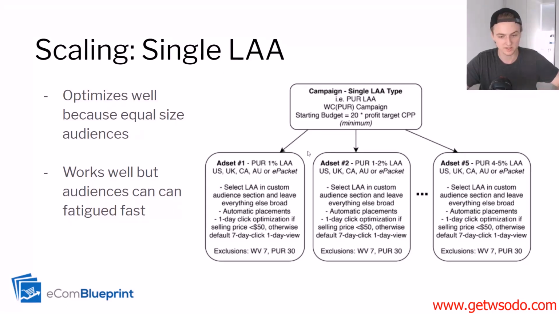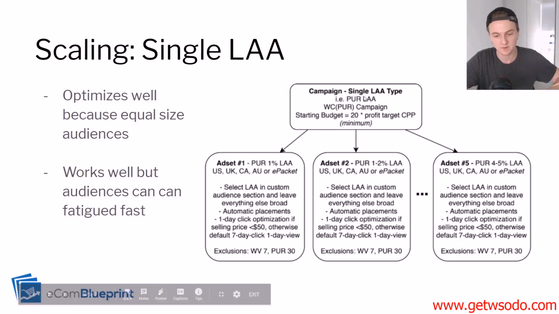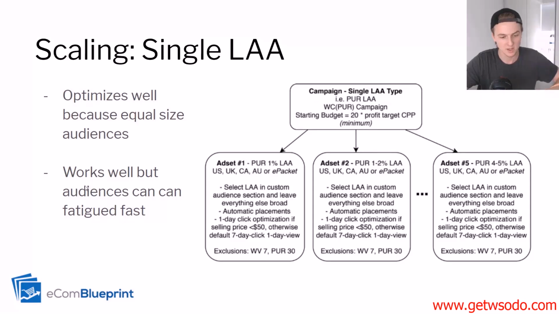It works well because it's equal size audiences, right? You have 5 segments of the lookalike audience. They all have the exact same size, and there's no overlap whatsoever. And so this is really good for the Facebook optimization because it can thrive in an environment like this with equal size audiences and no overlap. And so it's really able to decide which is the best segment to spend on. And so this works well. If your single lookalike audience campaign is profitable, then you can start scaling that, and usually it works well.